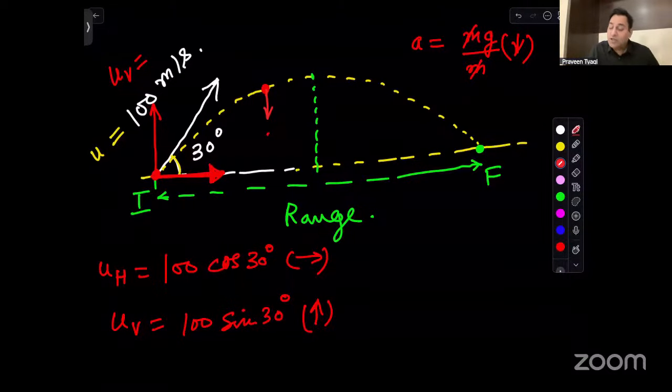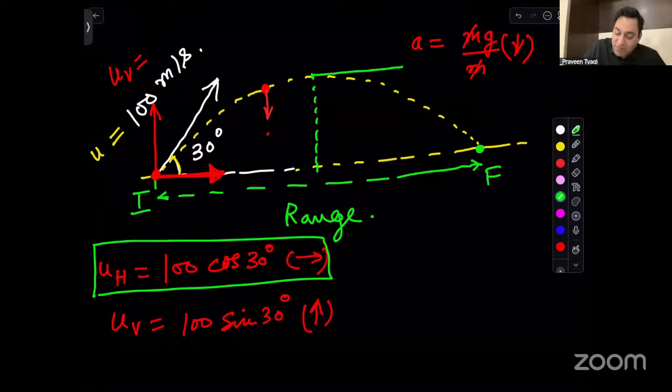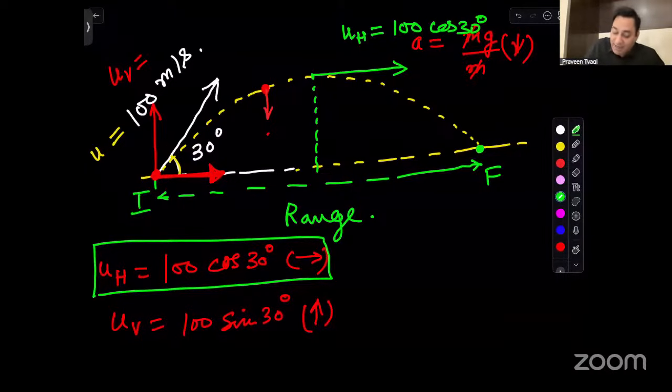Now, in horizontal direction, there is no force. And if there is no force, will the horizontal velocity change? Will this horizontal velocity change anywhere? No, it won't. So initially it was 100 cos 30. At every point, it will remain 100 cos 30. At the maximum height also, the horizontal velocity will remain 100 cos 30. It will not change. At every point, the horizontal velocity remained the same. It didn't change because there was no horizontal force. So unless there is a horizontal force, there will be no change in horizontal motion.